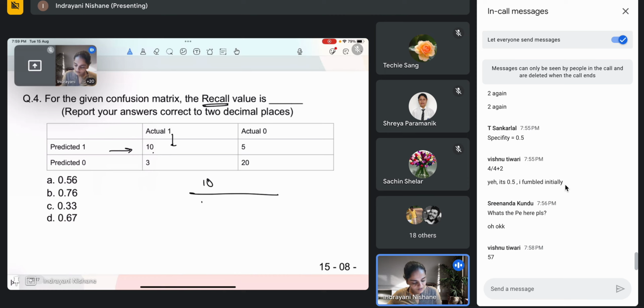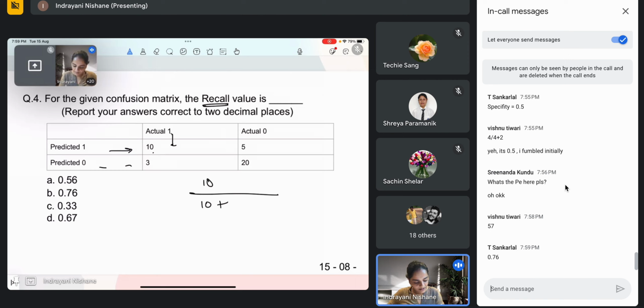So the total number is 10 plus false negatives, which are positive but actually falsely negative, right? So actually 1 है but ये 1 है, so 3. So it is 10 divided by 13, which will be roughly 0.7 around.